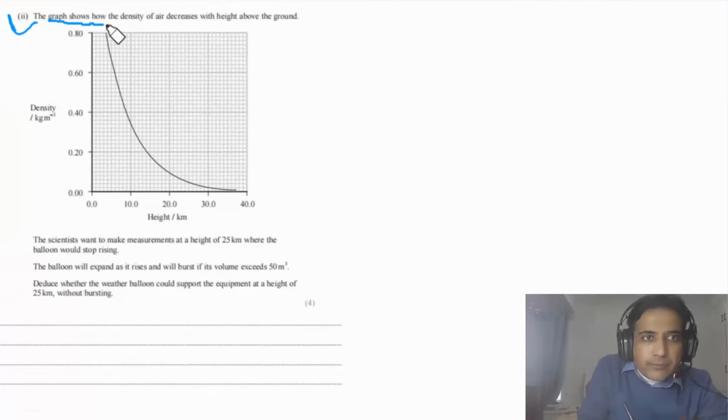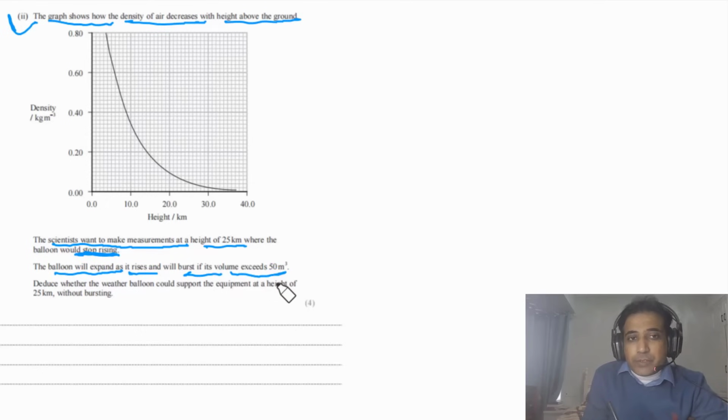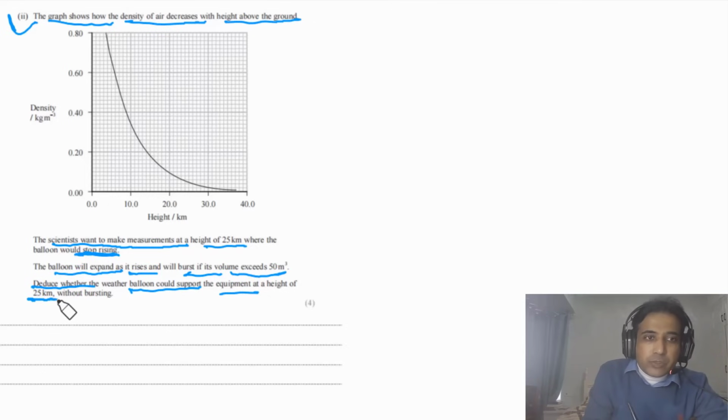The second part says the graph shows how the density of air decreases with height above the ground. The scientists want to make measurements at a height of 25 kilometers where the balloon would stop rising. The balloon will expand as it rises and will burst if its volume exceeds 50 cubic meters. Deduce whether the balloon could support the equipment at a height of 25 kilometers without bursting.